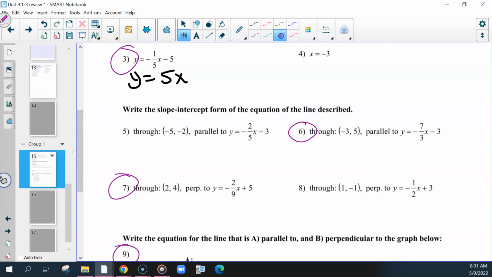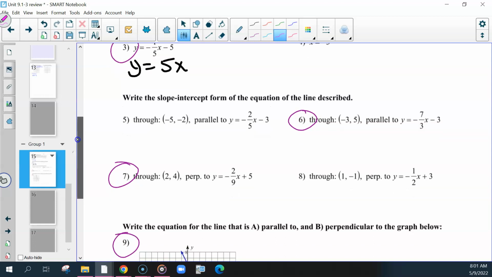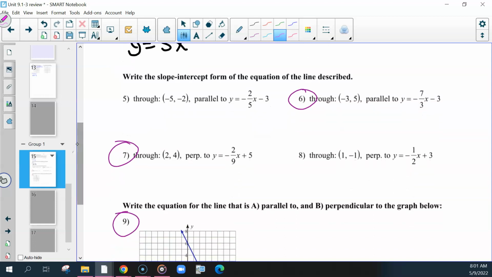For number 6, we are now given a point and given an equation. We have to write a new equation that is parallel to the one that they gave us. If it's parallel, what is our slope going to be? Same slope, -7/3. So we're going to use that slope and that point and put it into the point slope formula. So y minus our y1 is 5, our slope is -7/3, x minus -3.